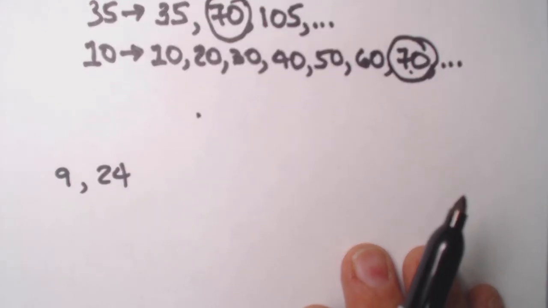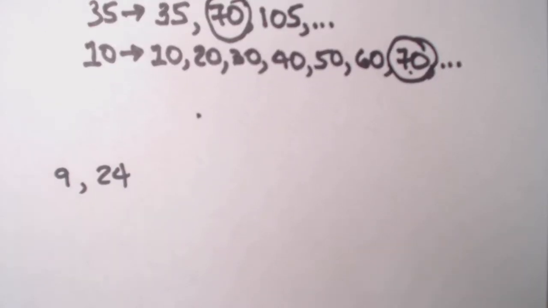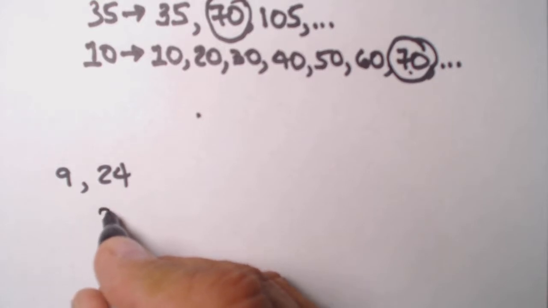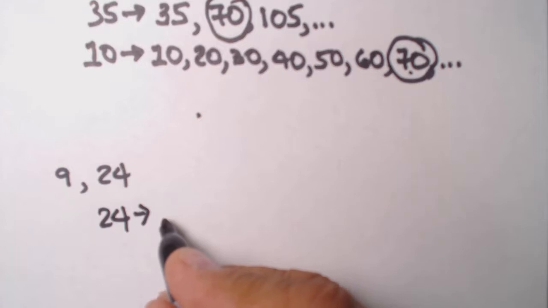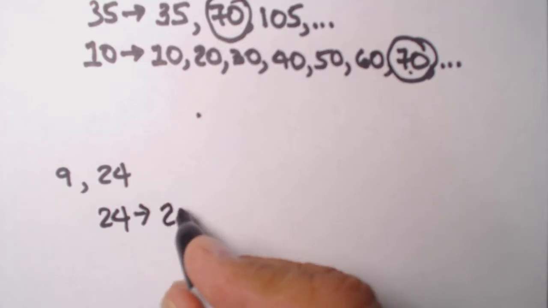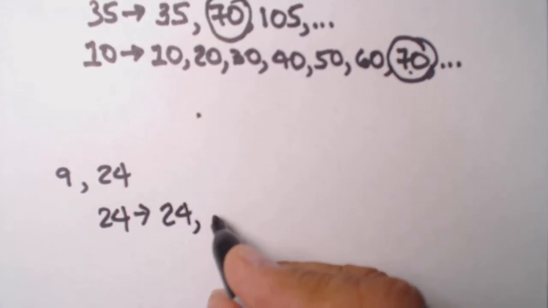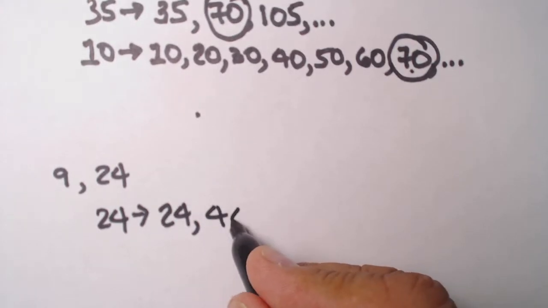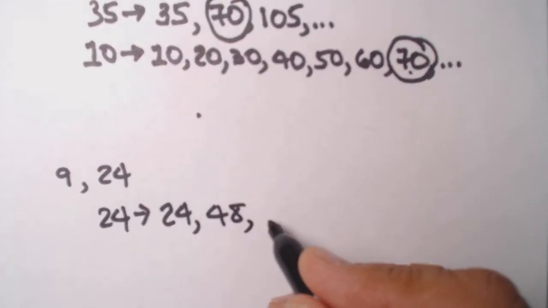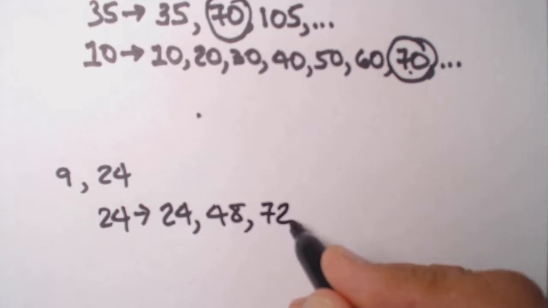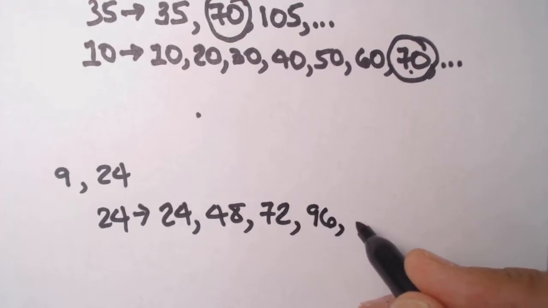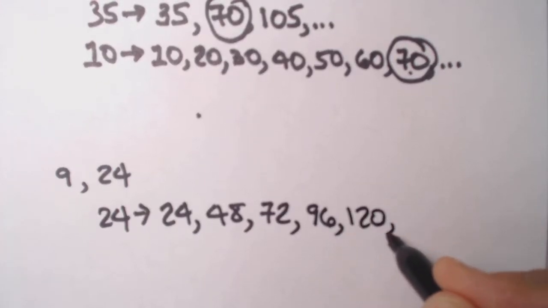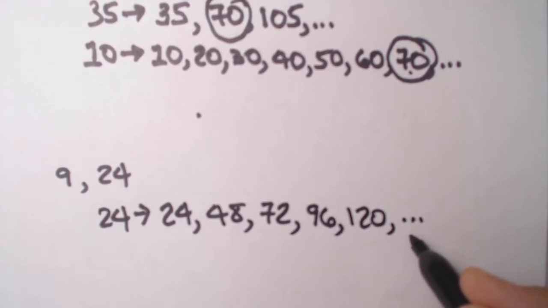9 and 24. Okay, I'll take the larger number first, a 24. And let's work the multiples of it. The first one, of course, is 24. Okay, then you're going to have 48. Add 24 to that, you get 72. Add 24 to that, what do we got? I guess 96. Add 24 to that, you'll get 120. And of course, on that would go.